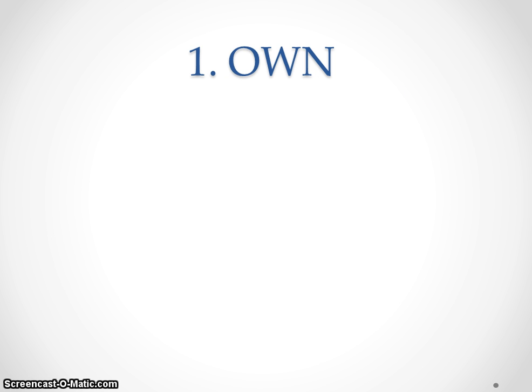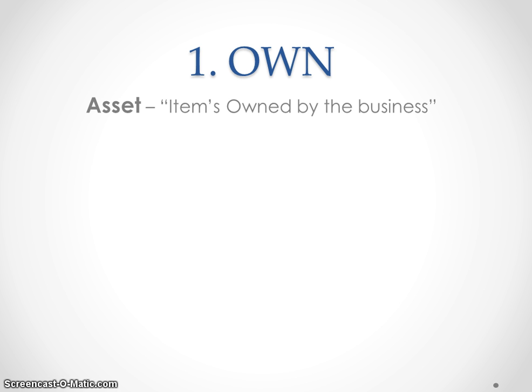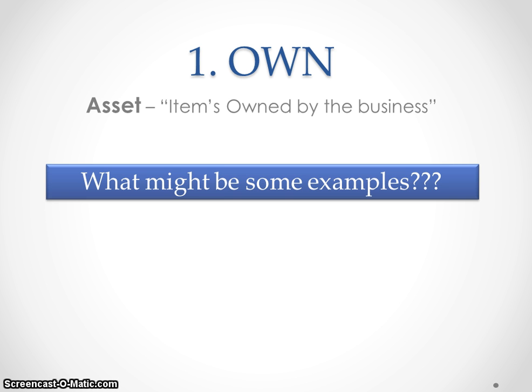The first being the things that we own. On the balance sheet, we consider these assets. This is a word you need to get used to and associate in your mind to the items that the business owns. So, what might be some examples of assets? What might be some of the things that a business owns?